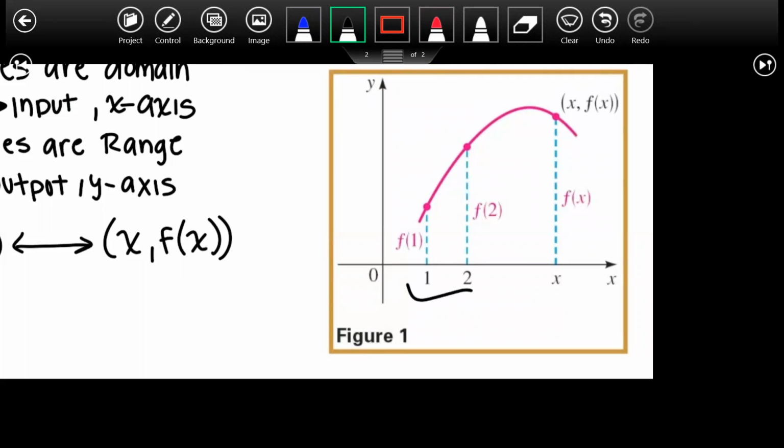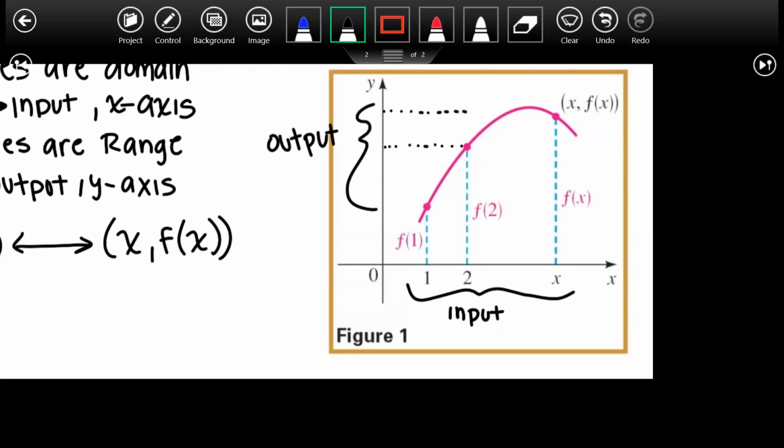These numbers represent our input values. These represent outputs. So we can kind of correspond this back to our number line.